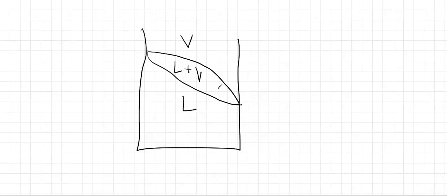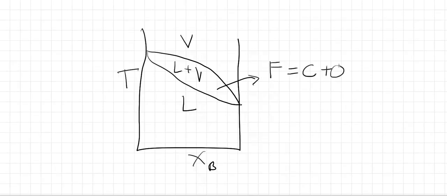If I am here, we say, okay, Gibbs phase rule: degrees of freedom is equal to components minus the number of phases plus 2. All right, well, I've got two components. I've got A and B. If I'm in this two-phase region, I've got two phases. Okay, so that comes out to 2.